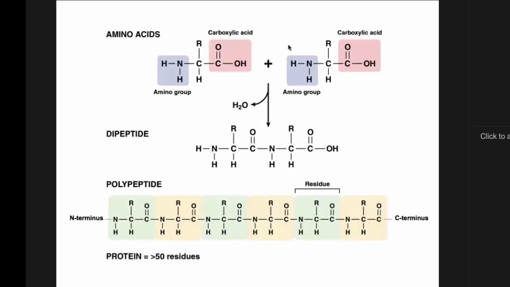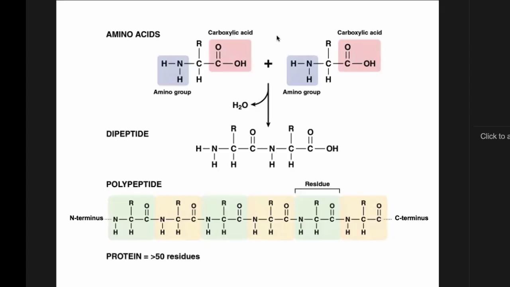Right, so we've talked a little bit about how amino acids actually join together, but let's review that again quickly. So we've got your amino acid with the amino group on one side, the alpha carbon in the center, the carboxylic acid on the other side, and then that variable side chain sticking off to the side.